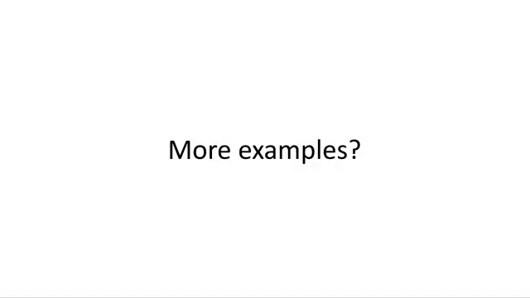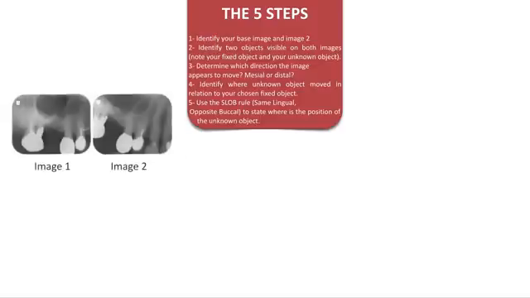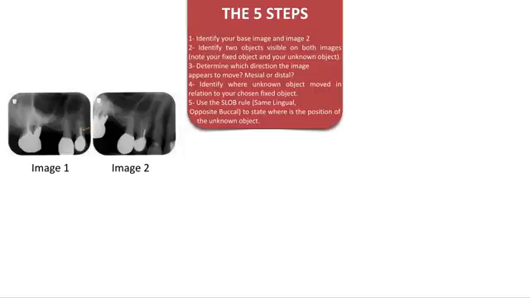Let's put the theory into practice with real X-rays. Remember the 5 steps, always keep them in mind. We are trying to determine which canal the post is engaging in on the upper right four. Image 1 is our base image. The fixed object on both images is the upper right four, and the unknown object, which we are trying to find the position of, is the post.